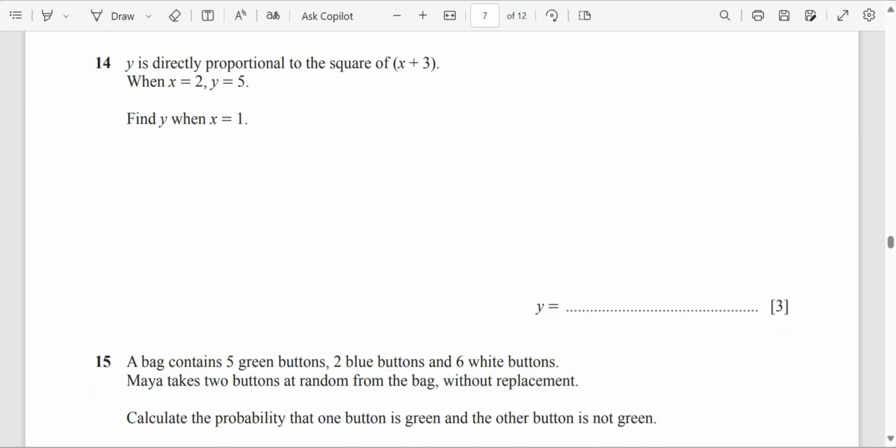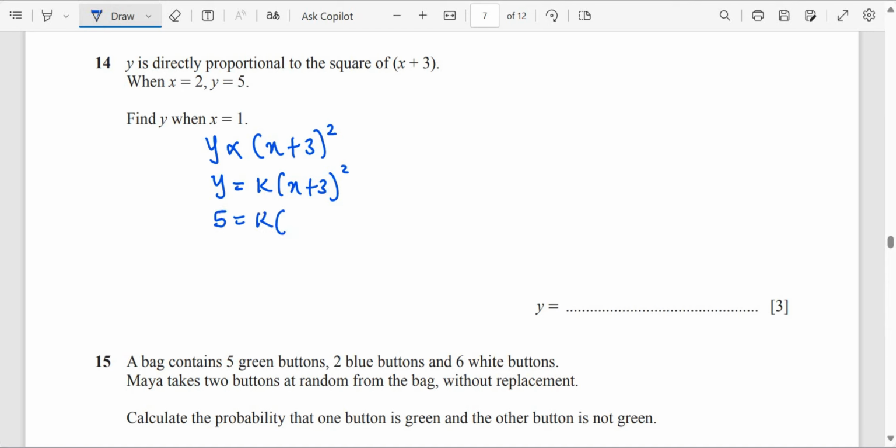Question 14. Y is directly proportional to the square of x plus 3. So y equals k times (x plus 3) raised to the power of 2, where k is a constant of proportionality. So y is 5. We're looking for k, and x is 2.